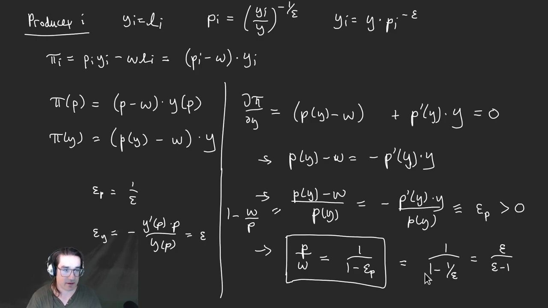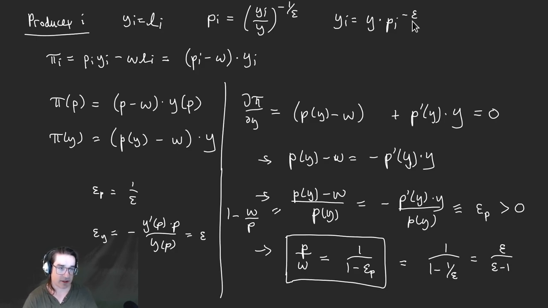In the linear case, when epsilon goes to infinity, the markup goes to one. As epsilon goes to one, this denominator is going to get close to zero, and hence the markup is going to go to infinity. Because if you look at this equation up here, when epsilon goes to one, you get yi equals y over pi, which means that yi pi is equal to y. So your revenue is constant and not a function of your price. You get the same amount of money regardless of what price you charge.